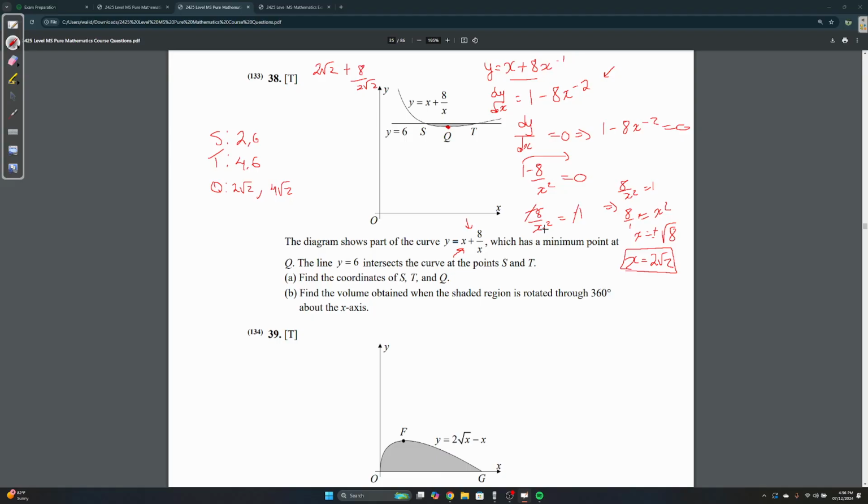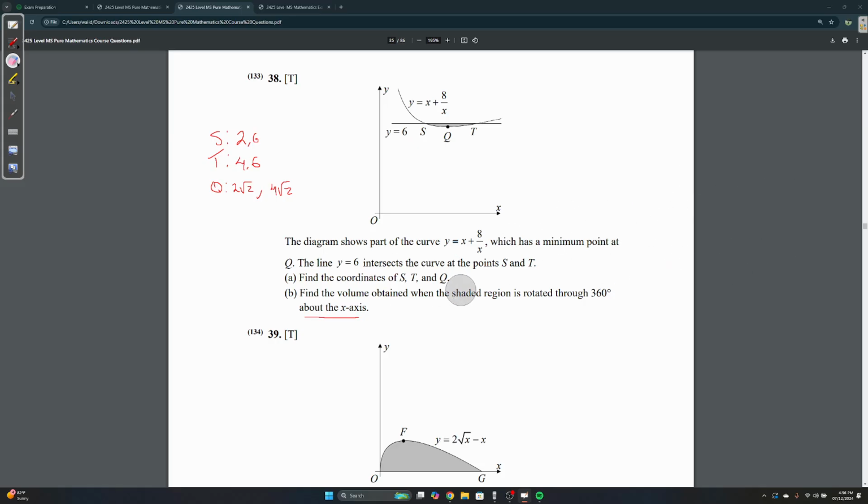Find the volume obtained when the shaded region is rotated through 360 degrees about the x-axis. Okay, let me erase all this because all of this is fine. We're talking about the x-axis. We now have two curves. We have our curve here, and another curve, y equals 6, right?